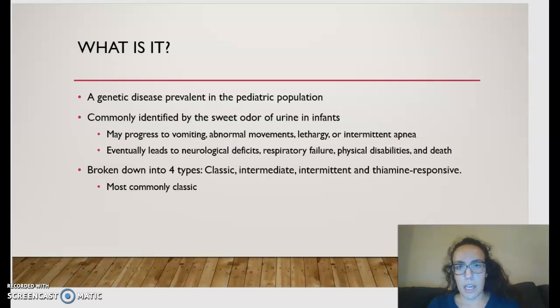Maple syrup urine disease can be detected as early as 12 hours after birth. During that time period, the earlier the intervention, the better it is for the individual. This disease can be broken down into 4 types: classic, intermediate, intermittent, or thiamine responsive. Most commonly is the classic. Intermediate and intermittent are very similar to classic. However, the way that the symptoms present and when they present changes a little bit. Thiamine responsive talks specifically about thiamine, which is one of the amino acids.